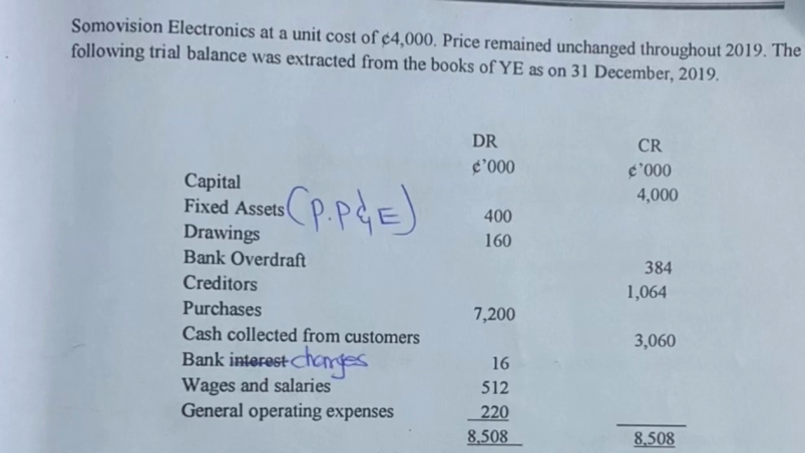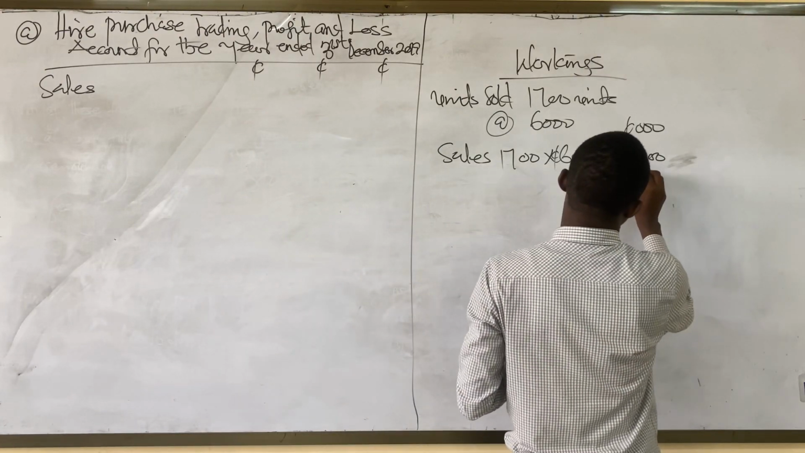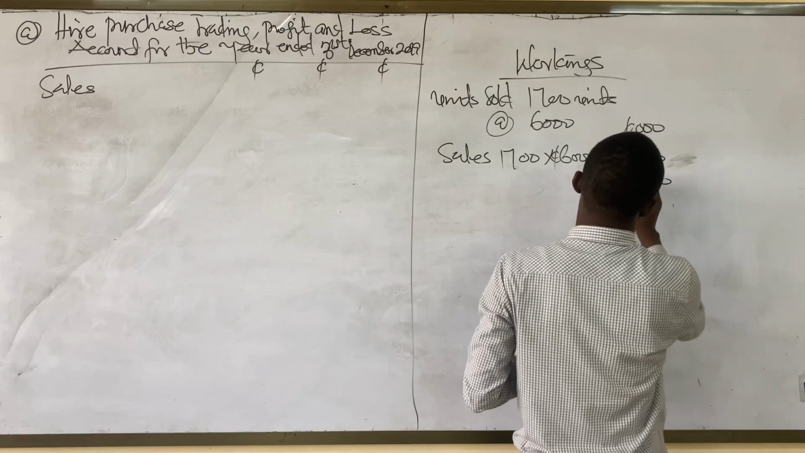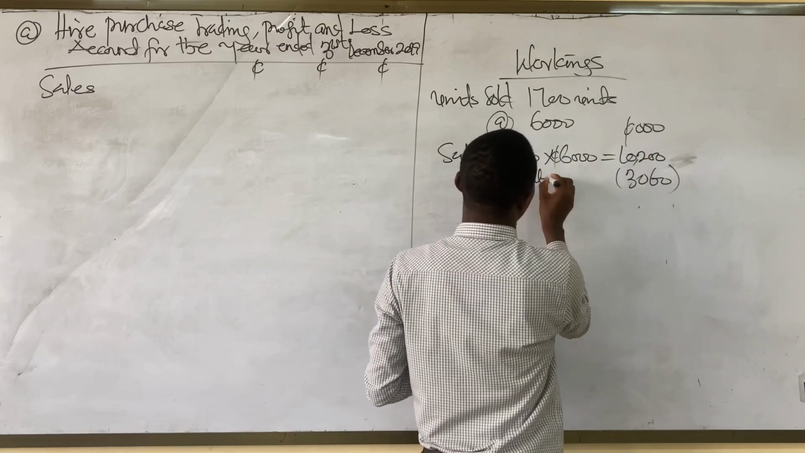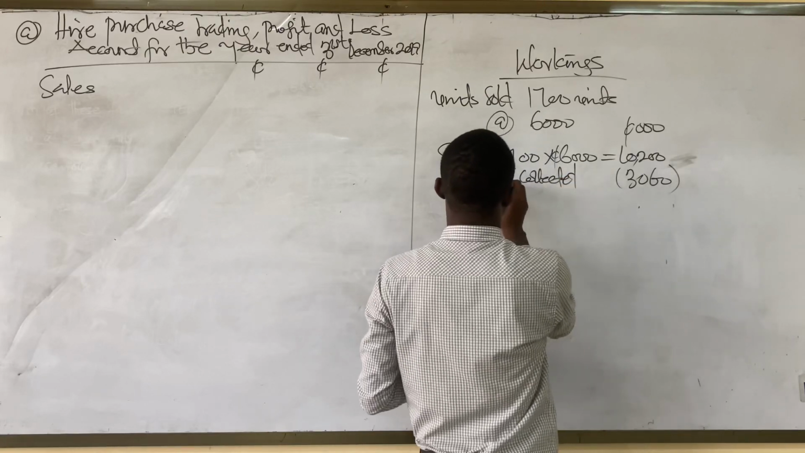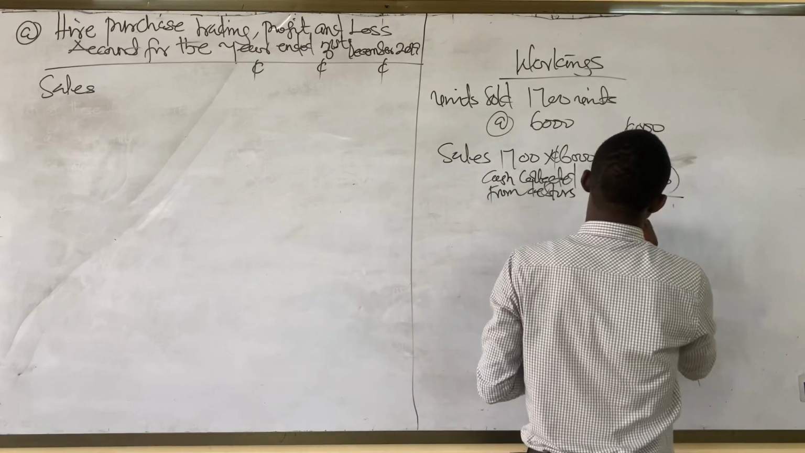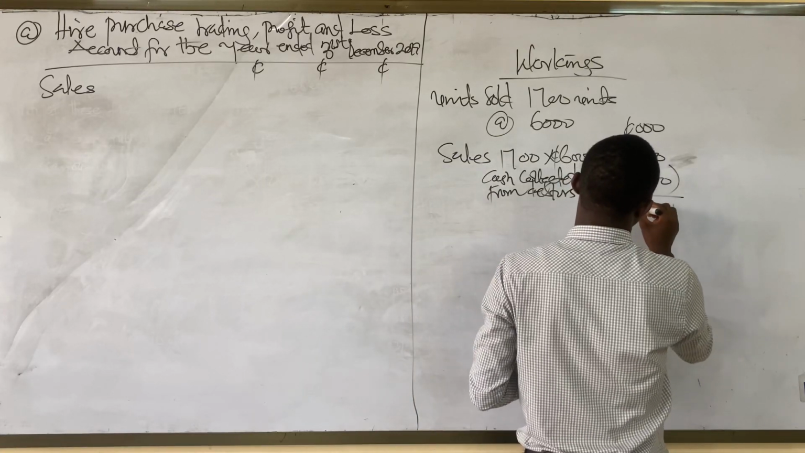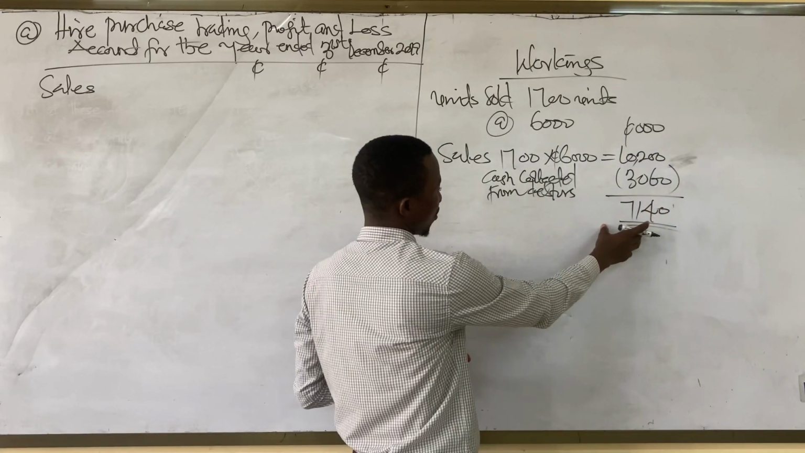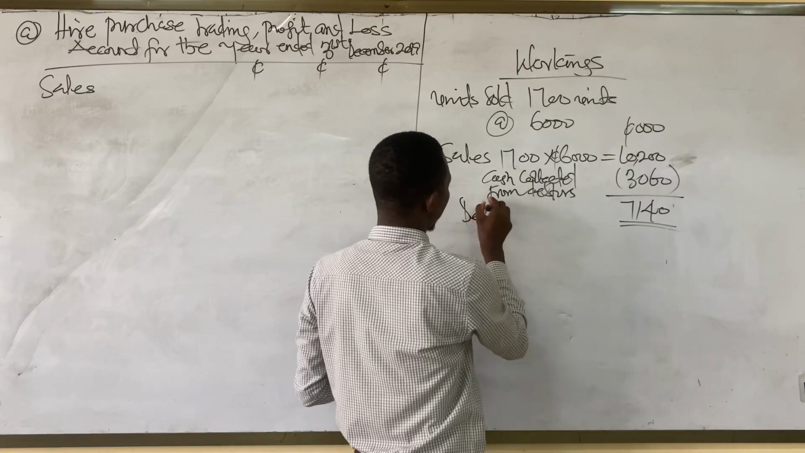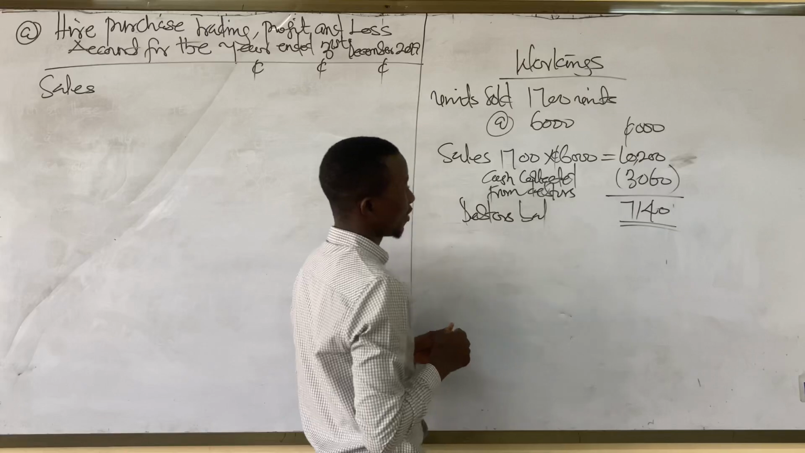That is 3,060. Okay, so we have to determine the credit component. So we take out the cash component, that is 3,060, that is cash collected from debtors. Okay, so when we take this out, we arrive at 7,140. So this represents the credit component. Okay, that is the debtors balance at the close of the first year.